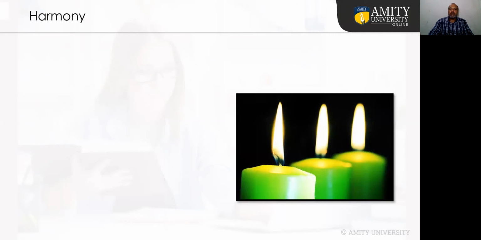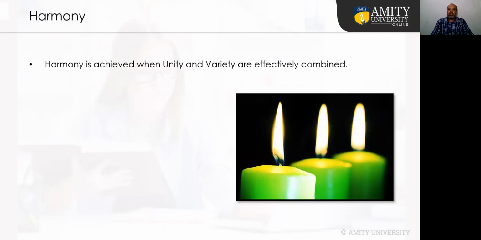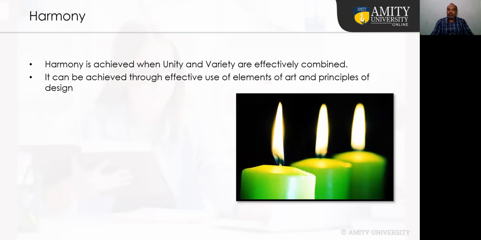Harmony. Harmony is something which can be obtained by unity and variety. Harmony which looks similar, it can be achieved through effective use of elements of art and principles of design. The two types of harmony we discussed are unity and variety. We will see how unity can be obtained, and how with the help of variety we can have harmony in the design.